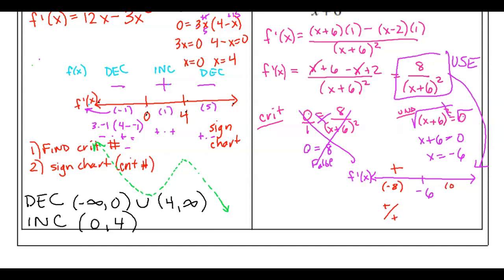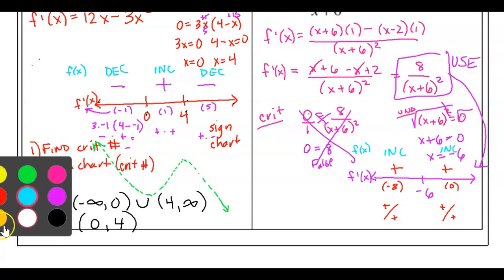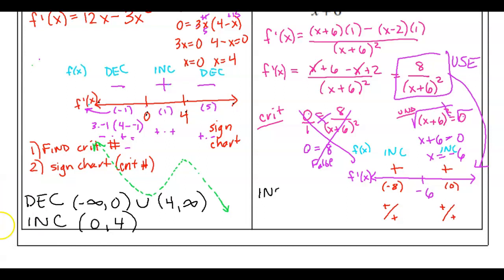And I can pick any number. I like to pick 0 that's bigger than -6. So it's positive on top always. And then 0 plus 6 squared is also positive. So what this means is, let's get my blue out. My original function is increasing and increasing. So I'll say increasing intervals from negative infinity to -6 and -6 and on.